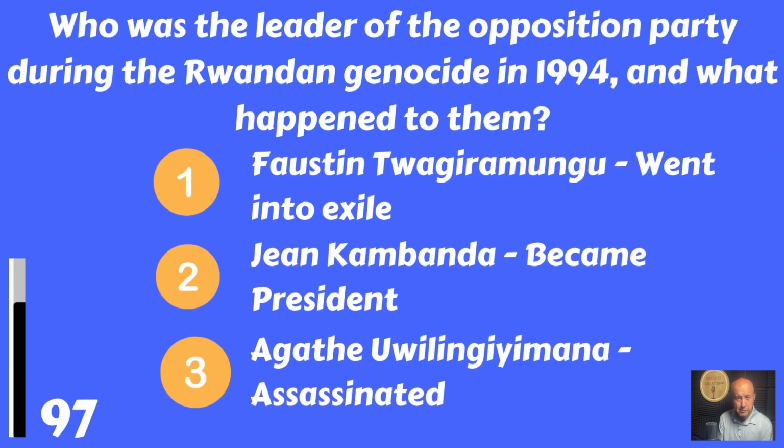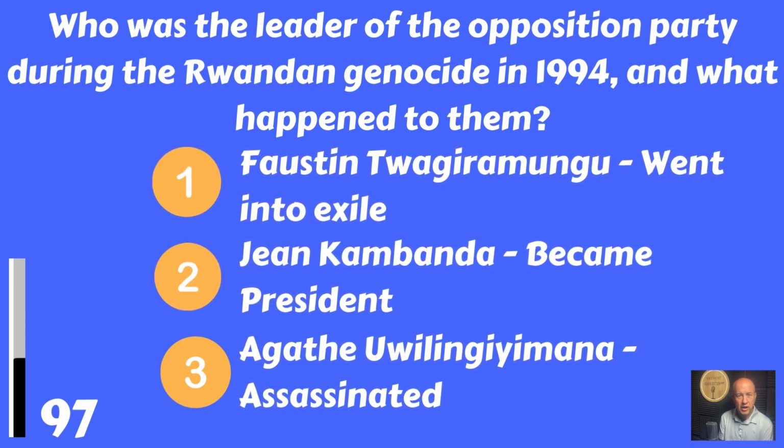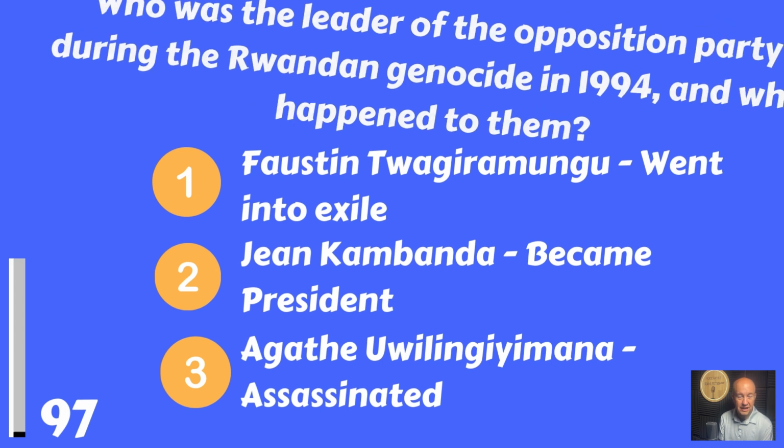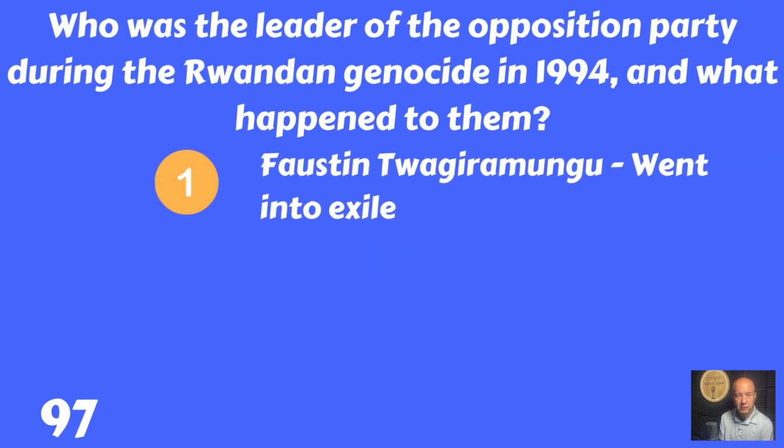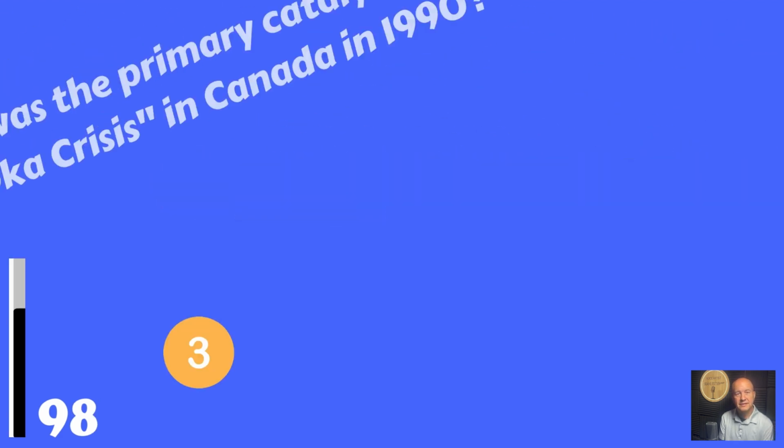Who was the leader of the opposition party during the Rwandan genocide in 1994, and what happened to them? Faustin Twagiramungu went into exile, Jean Kambanda became president, or Agatha Uwilingiyimana assassinated? It was Faustin Twagiramungu went into exile.